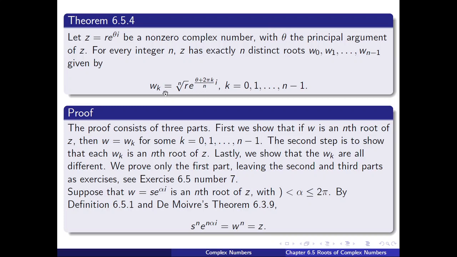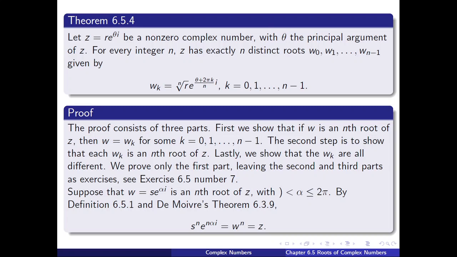And now the second part would be to show that if this is a complex number, then it is an nth root of z. And then the last part will be to show that all these ones are different. Then you would have shown that z has exactly n distinct roots, right? So we are going to prove the first part only, and then the second and third parts are left as exercises, and that's exercise 6.5, number 7 in the textbook.